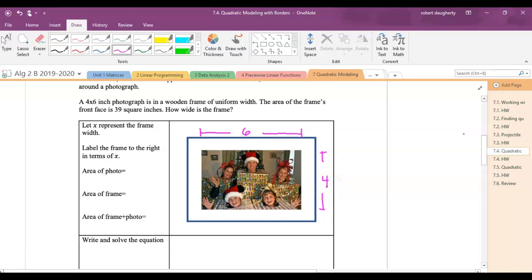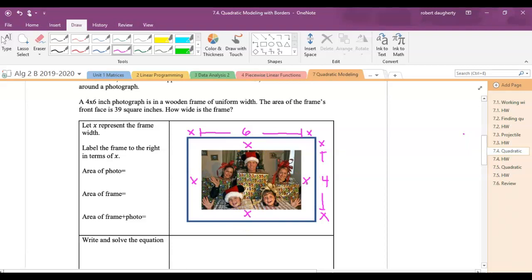Now, what is the width of the frame? What did I say it was going to be? Let X equal the width of the frame. So that means that from here to here is X. What's the distance from here to here? X. What's the distance from here to here? X. So if X is the width of this frame, then everywhere I see, this is X, this is X, this is X. That width is X all the way around.